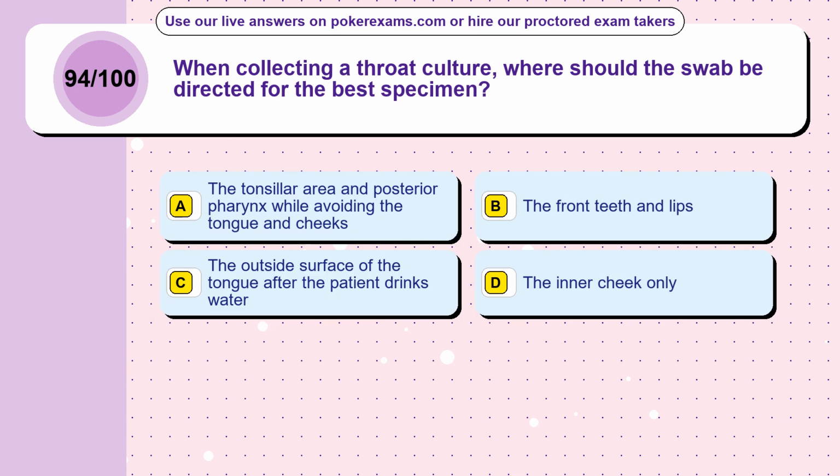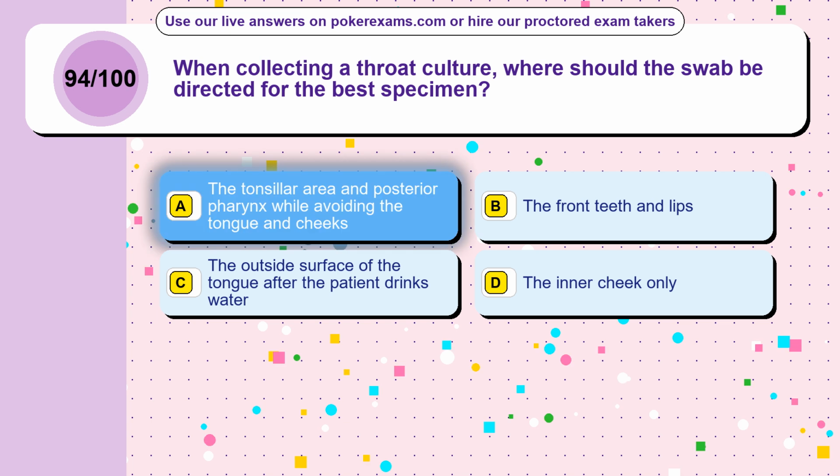Question 94. When collecting a throat culture, where should the swab be directed for the best specimen? Option A. The tonsillar area and posterior pharynx while avoiding the tongue and cheeks. Option B. The front teeth and lips. Option C. The outside surface of the tongue after the patient drinks water. Option D. The inner cheek only. The correct answer is option A. The tonsillar area and posterior pharynx while avoiding the tongue and cheeks.